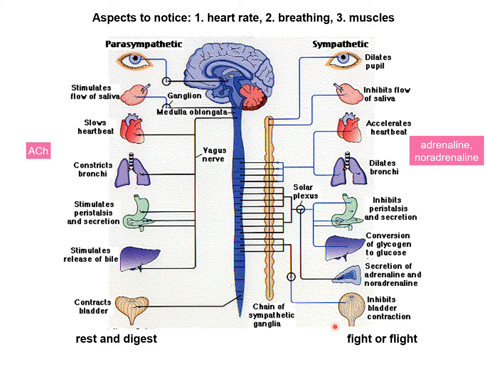And also, you would hate to need to urinate while you are running away from the enemy. So in the sympathetic nervous system, we inhibit the bladder contraction, while in the parasympathetic nervous system, we contract the bladder. The main neurotransmitter responsible at the level of the parasympathetic nervous system is acetylcholine, while in the sympathetic nervous system, we have adrenaline and noradrenaline.